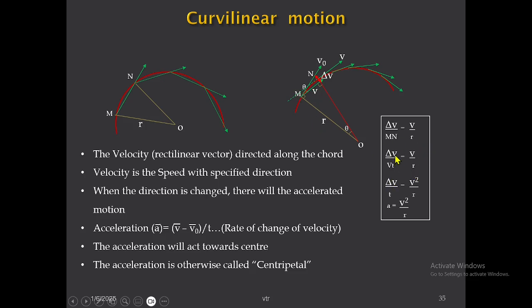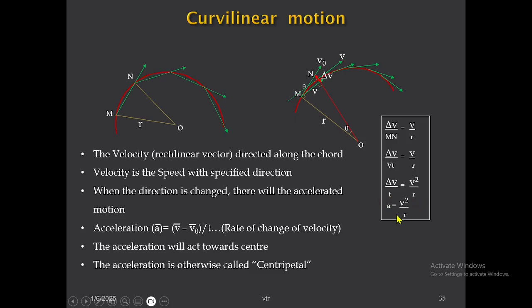Since they are similar triangles, delta V by Vt equals V by R, and we can reduce it further to delta V by t equals V squared by R. This will be the equation. Further, delta V by t, the change in velocity divided by the time taken, is the rate of change of velocity. The rate of change of velocity is the acceleration. So the acceleration equals V squared by R. This is a basic formula.